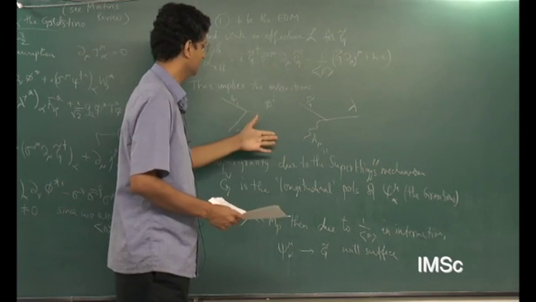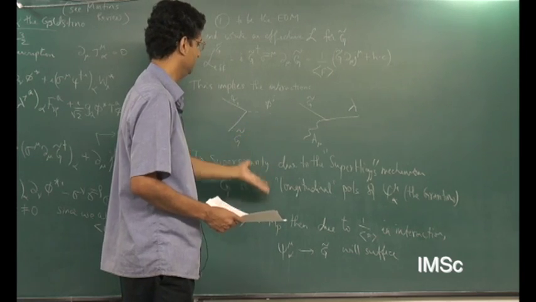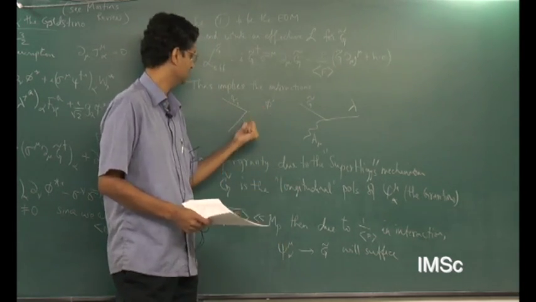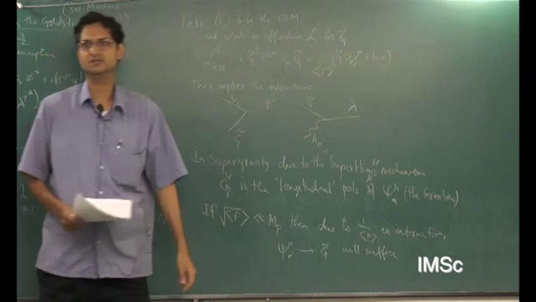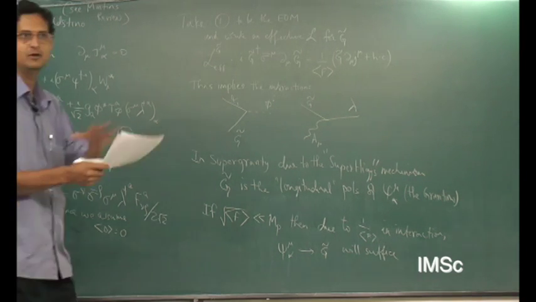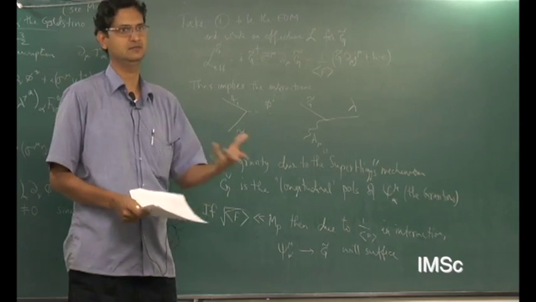And so you can just work it out in this thing. Whenever you have some process involving the gravitino, it is sufficient to just include its Goldstino component and compute all decay widths using its Goldstino component and so on. Because the other 2 polarizations are really suppressed by 1 over M Planck and will not be relevant. So only the Goldstino degrees of polarization will get produced.